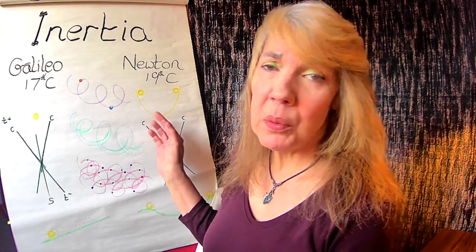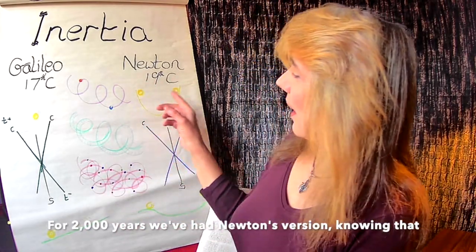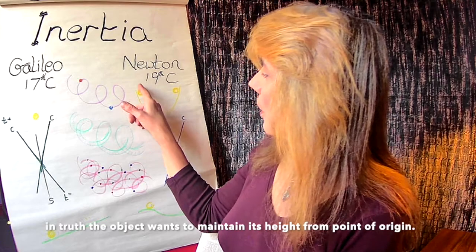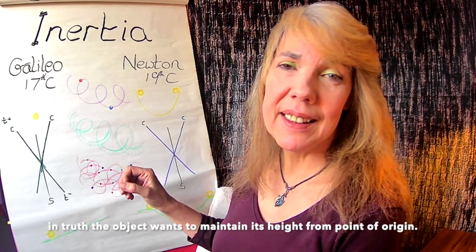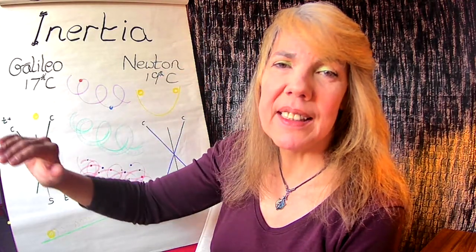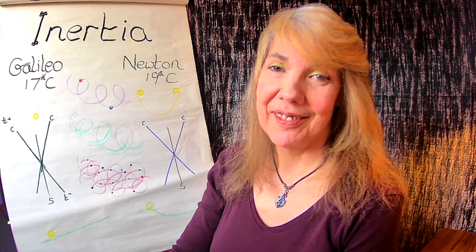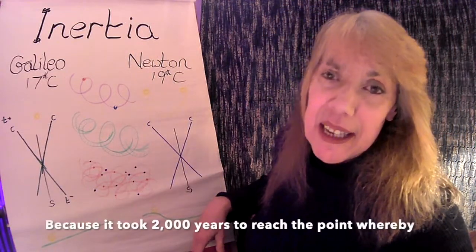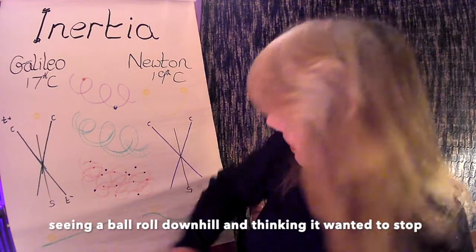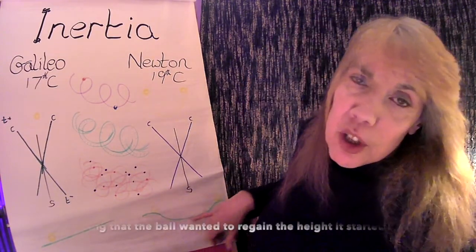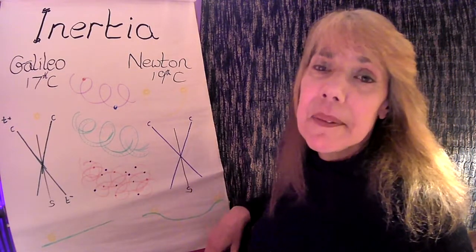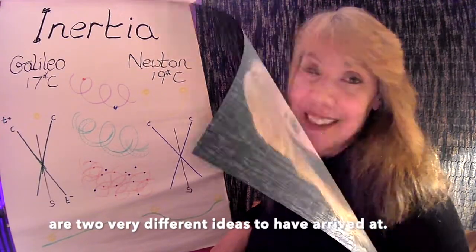And for 2,000 years we've had Newton's version, where we know that the truth is that the object or the particle wants to maintain its height. It wants to reach a point of origin in terms of the height that it started from. Because it took 2,000 years to get to the point of seeing a ball rolling downhill thinking that it wanted to get to the bottom and stop, and seeing a ball rolling on a track and realizing that it wanted to continue to maintain its height, are two very different ideas.